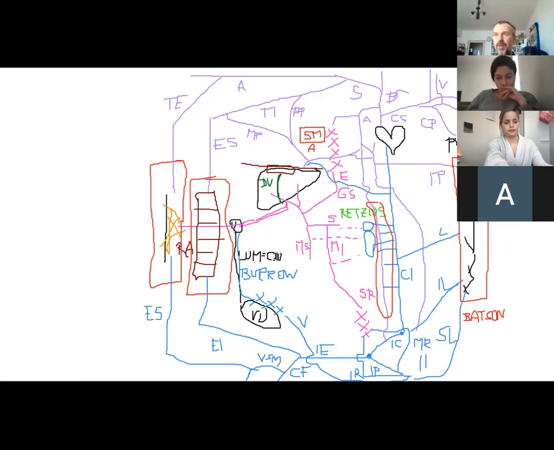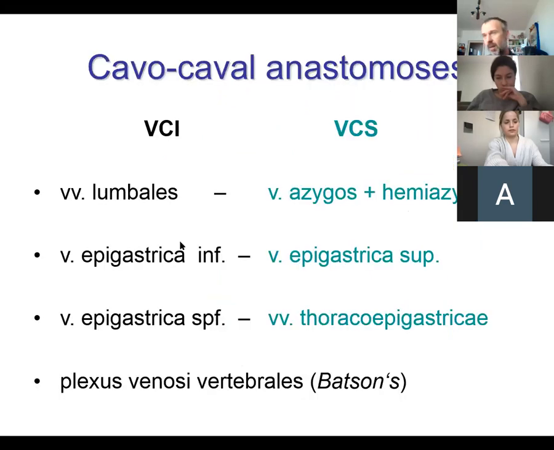Okay. So when you come back, you can just see here a revision of this. So we have, if we go from ventral to dorsal, superficial epigastric and thoracoepigastric, inferior and superior epigastric within the rectus abdominis, lumbar and ascending lumbar vein, and azygos and hemiazygos along the vertebral column, and inside the vertebral column, venous vertebral plexus of Batson.